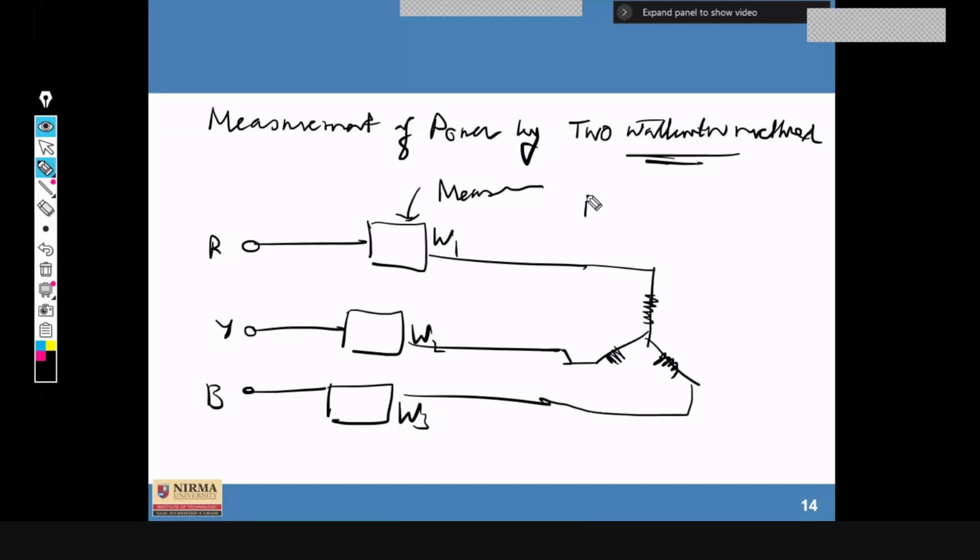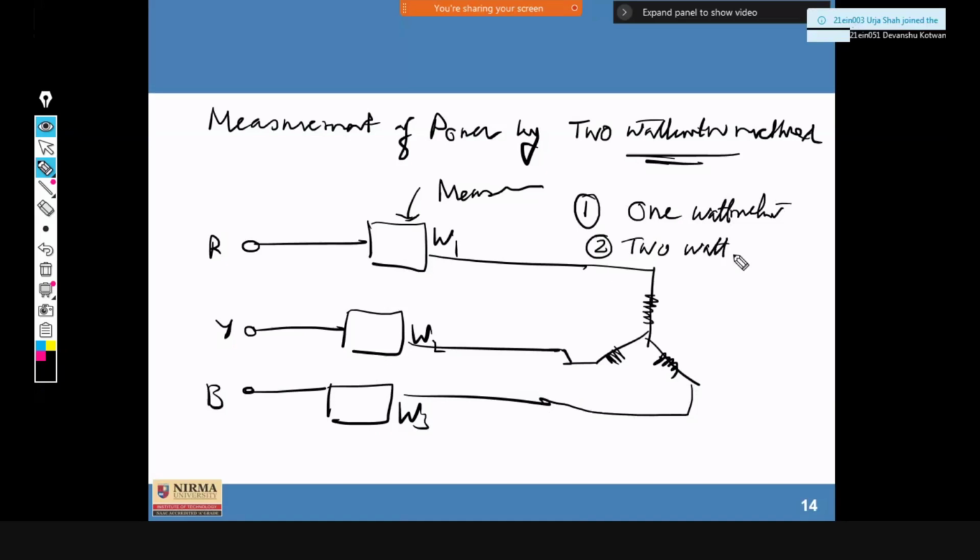So there are 3 different methods. Method 1 is power measured by 1 wattmeter method, then by 2 wattmeter, and third one is by 3 wattmeter. Now let us come first of all to the 1 wattmeter method. Suppose you connect 1 wattmeter in any of these 3 lines, we can measure the power of one line, and if we multiply it by 3, we can get the total power consumed by these 3.